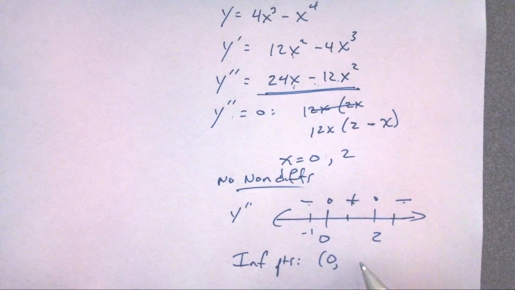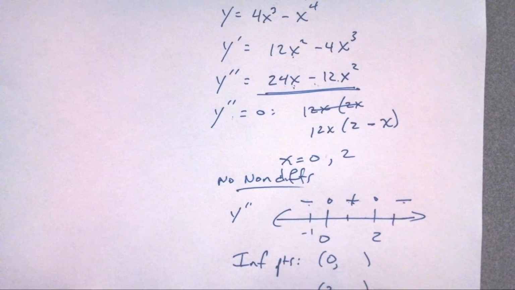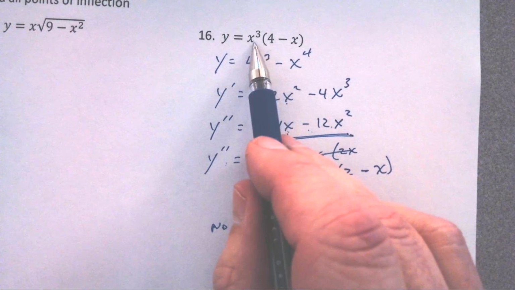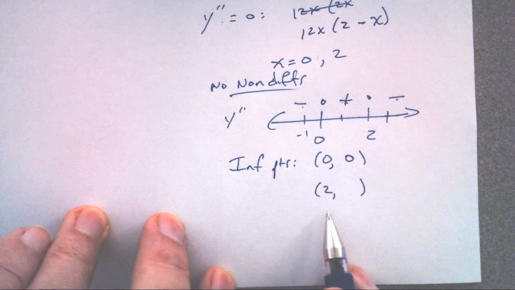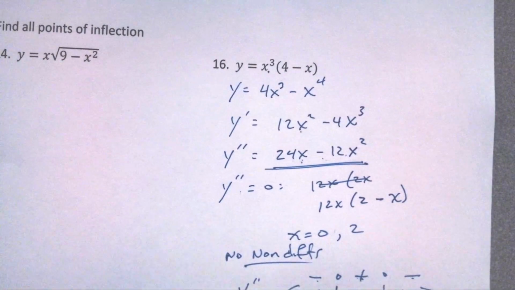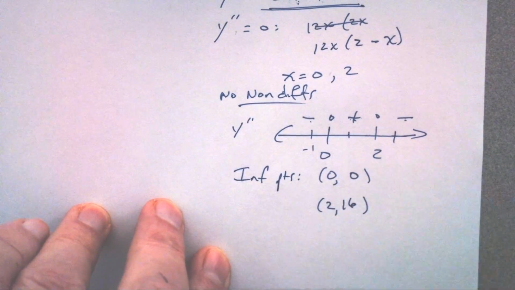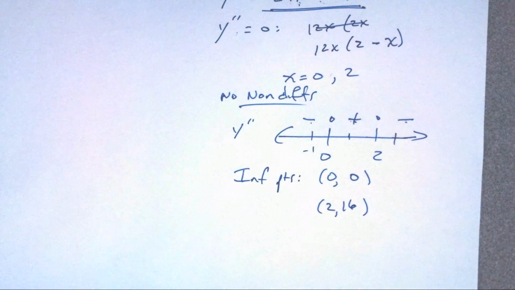At 0 something and at 2 something. At 0, let's go back up. Put in 0, get out 0. And at 2, I get what? 8 times 2, 216, an inflection point. That's where we go from accelerating to decelerating.